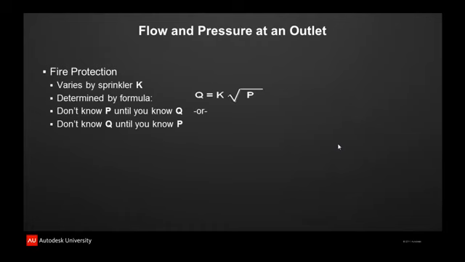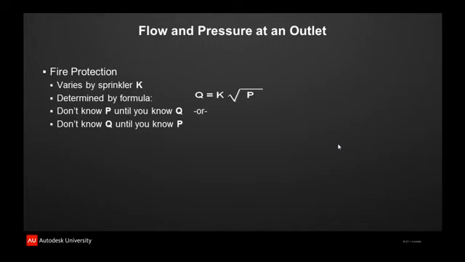Let's summarize then. Our calculation of the flow and pressure out of a sprinkler outlet is given by this formula that we derived empirically as Q equals K square root of P. That's very much affected by the sprinkler K factor and indicates that you will not know the pressure at any given sprinkler unless you know the flow, or conversely, you won't know the flow at any given sprinkler unless you know the pressure.